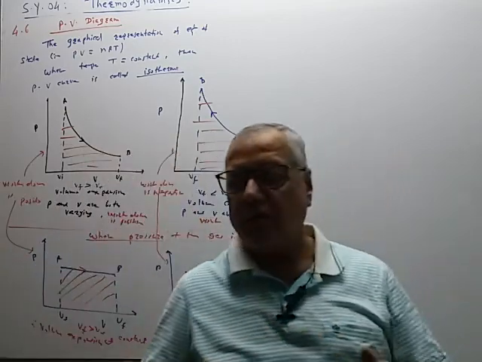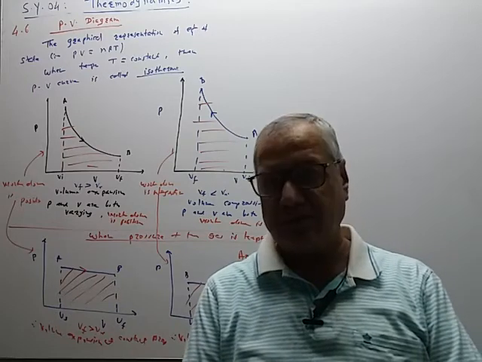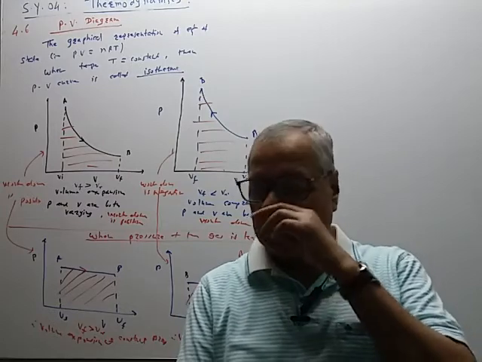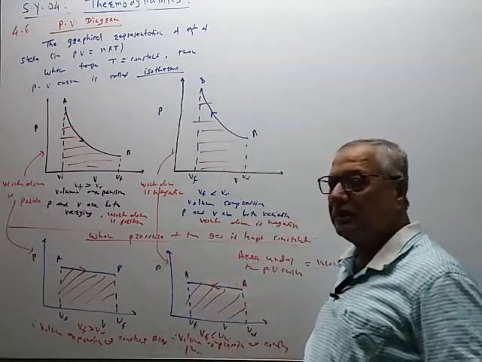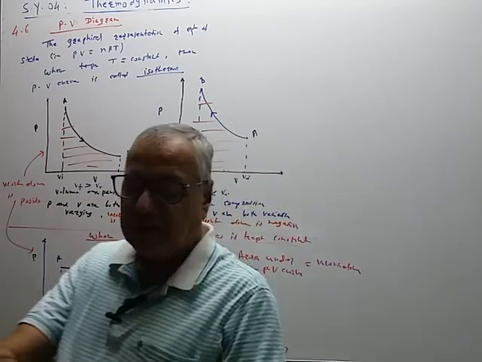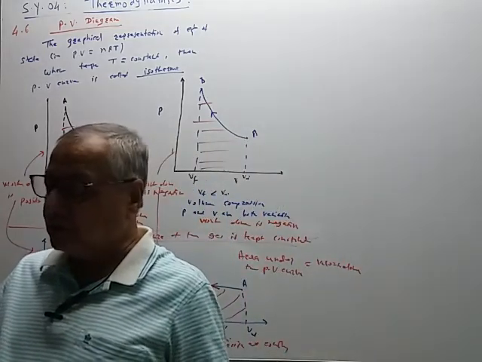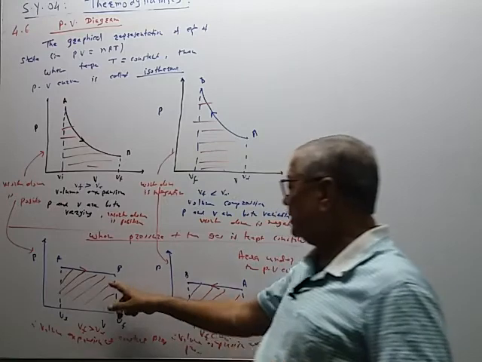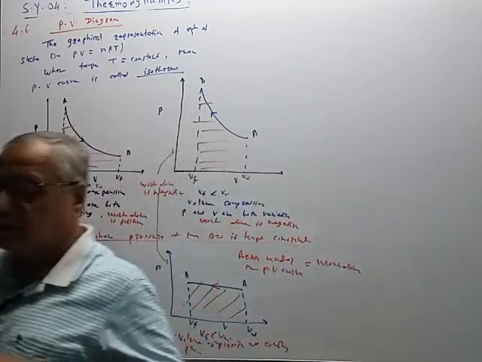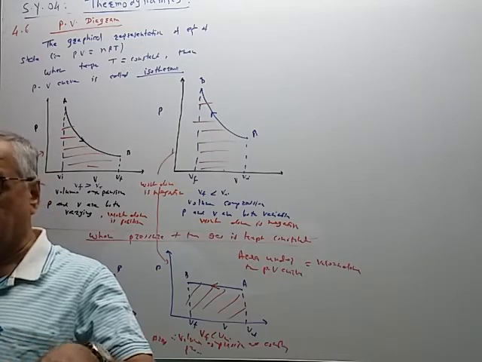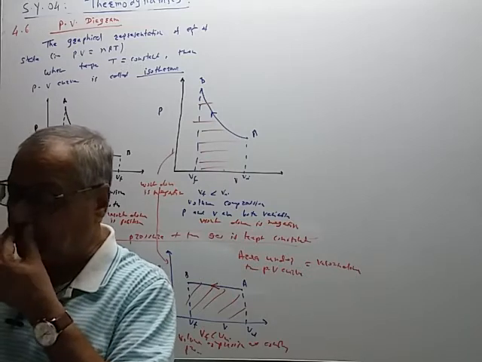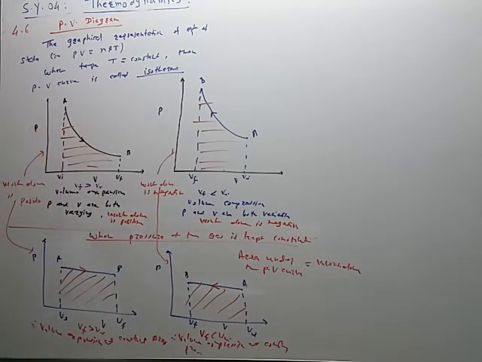The area bound by the PV curve with the volume axis gives the amount of work done during the change of state. Hello, sir. So this statement we are using so many times. So we have to verify whether it is correct or not. The work done can be calculated by this area. We are saying that the area represents the work done. How? That now we have to see.